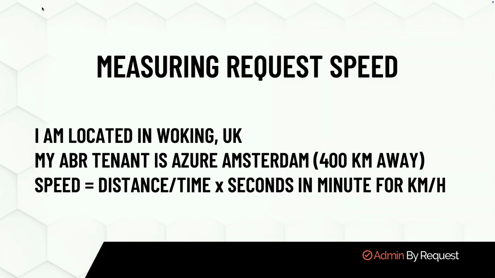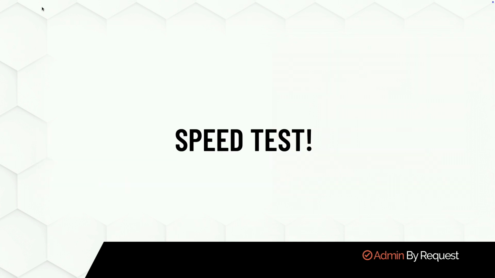And if we look at the simple mathematics, and maths was never my strong subject, but apparently it's distance divided by time, and then if I want to convert that into kilometers an hour, I multiply it by 3,600, the number of seconds in an hour, and then I get a figure for how fast Admin By Request sends its approval. Okay, so how about we run the speed test?